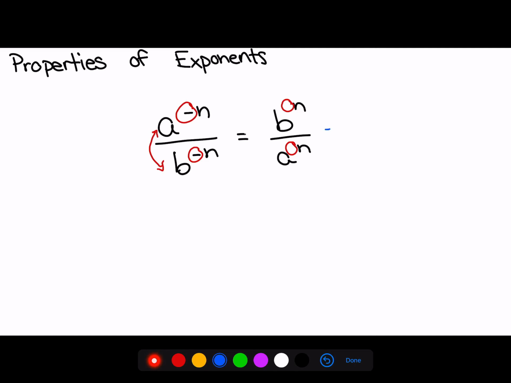Now, this could also be written as b over a raised to the n power. Again, we learned this property a little bit ago, that if they're both raised to the same power, I can just put it on the outside, or if it's on the outside, I can give it to both as well. Just depending on which way you want to go. So just keep that in mind as well.